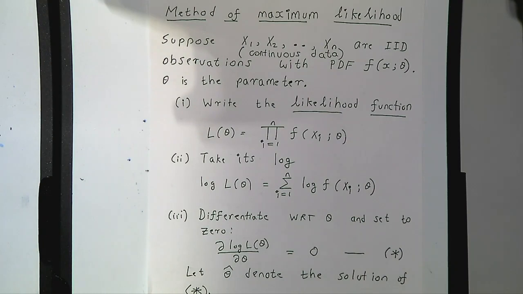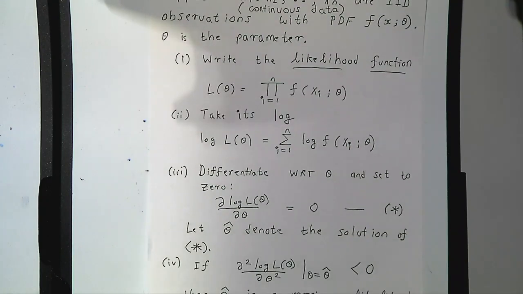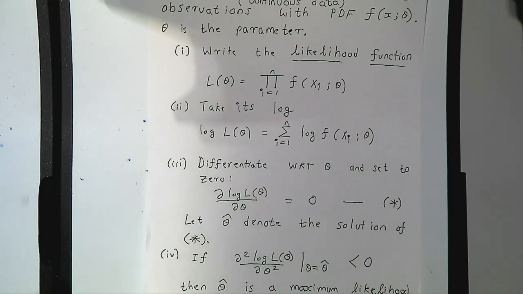Now, I will start by, as usual, summarizing what I did on Monday this week. On Monday, I talked about maximum likelihood estimation. So this is the procedure to follow. There's a 4-step procedure. This is the procedure to follow if you have continuous data.